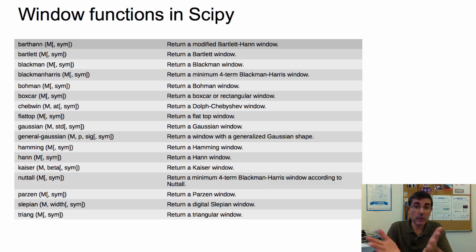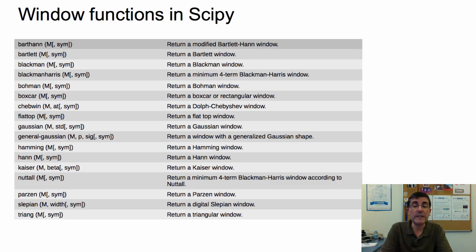Okay, so there are many windows used in audio signal processing, and this is the list of windows available in the SciPy module of Python. So we can go through them, and we can see quite a variety of windows. Some of them we're not going to pay much attention to, but for example we will be talking about the Blackman window, the Hamming window, the Hanning window, the triangular window, etc. Some others are not so much used in audio.